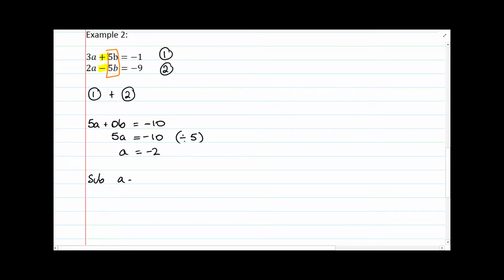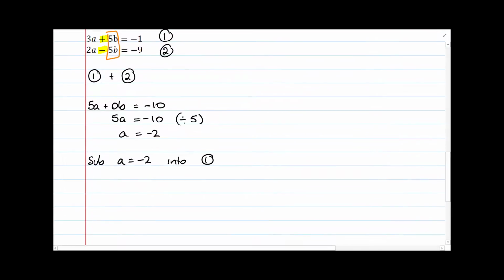I sub a equals negative 2 into, again, I'm just going to use number 1, and that will give me 3 times negative 2 plus 5b is equal to negative 1. Negative 6 plus 5b is equal to negative 1. I add 6 to both sides. 5b is equal to 5. I divide by 5, and b is equal to 1.